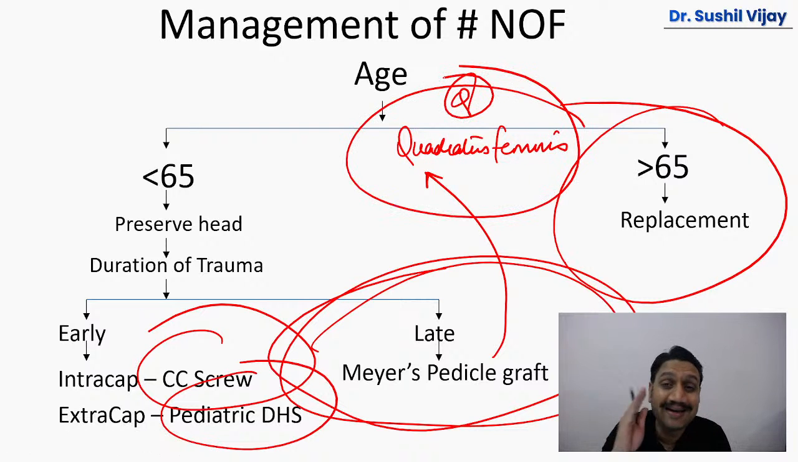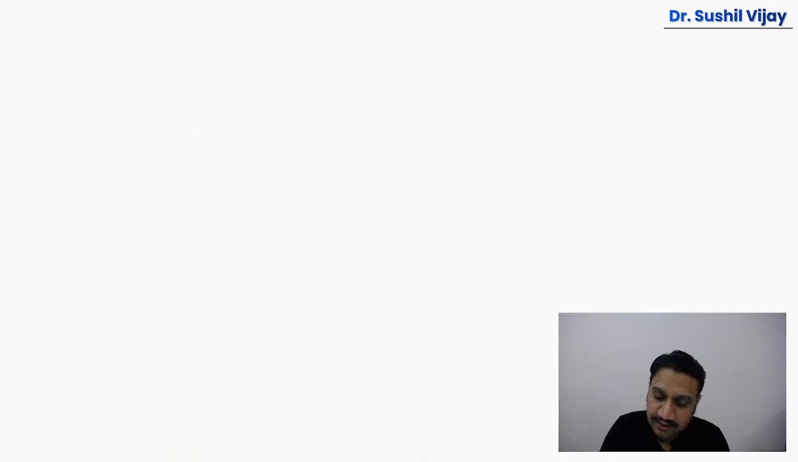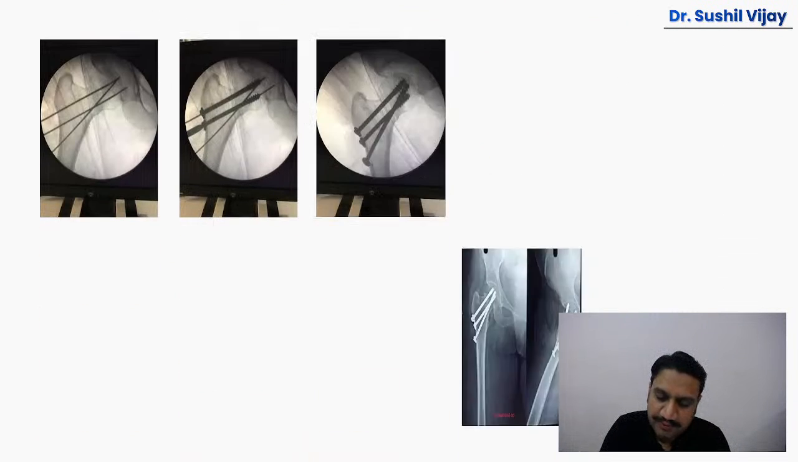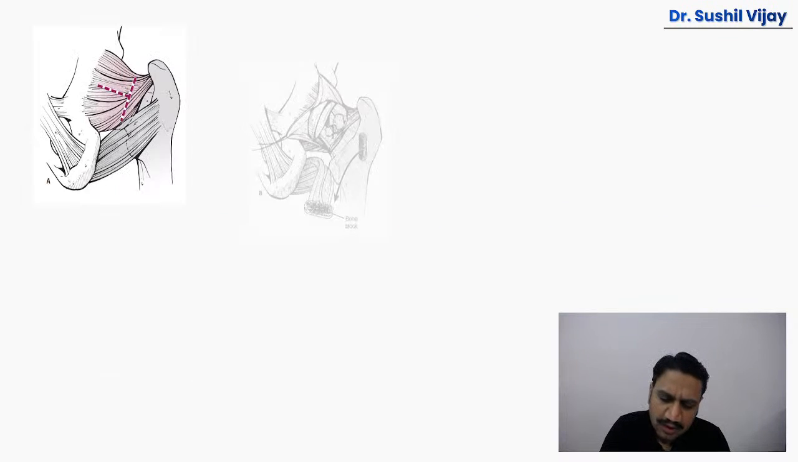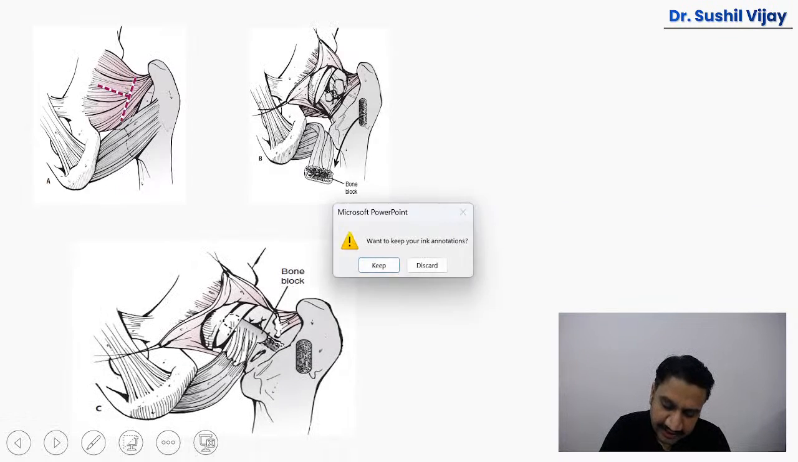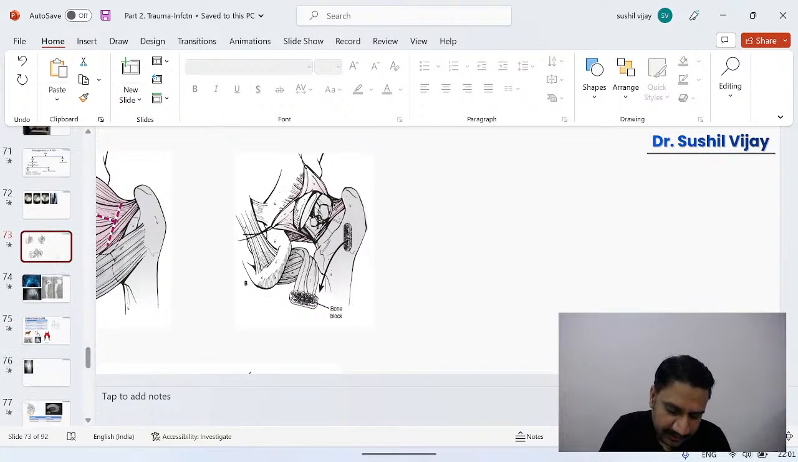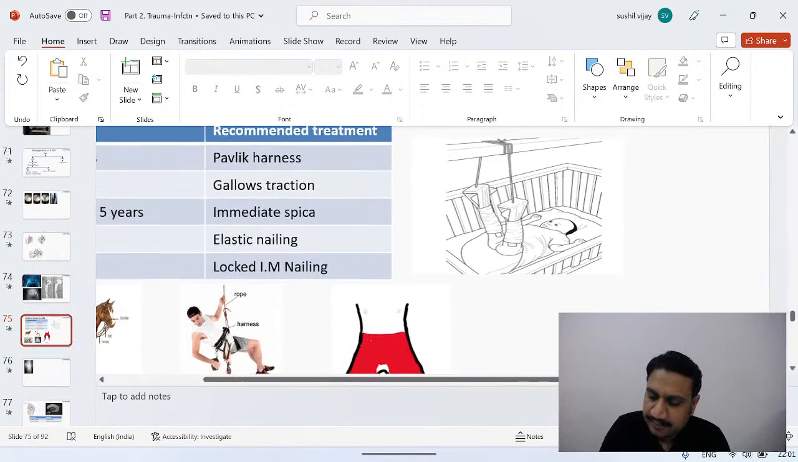Please mark it or highlight it. Quadratus femoris. All right. That is neck of femur, and then you have all these procedures being done. So let's see what next we have after this. We have certain pictures to show you.